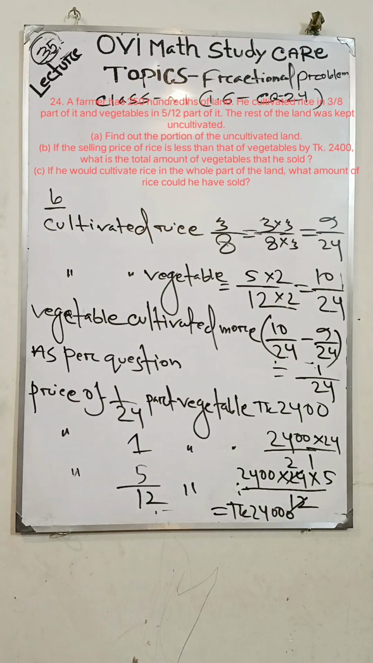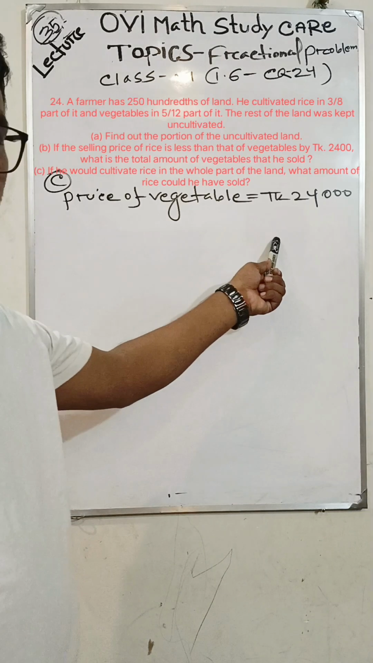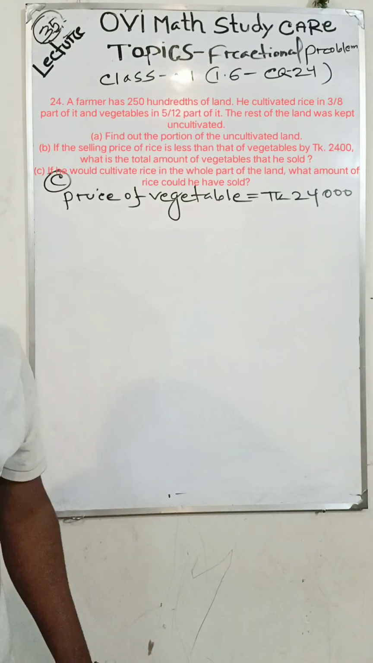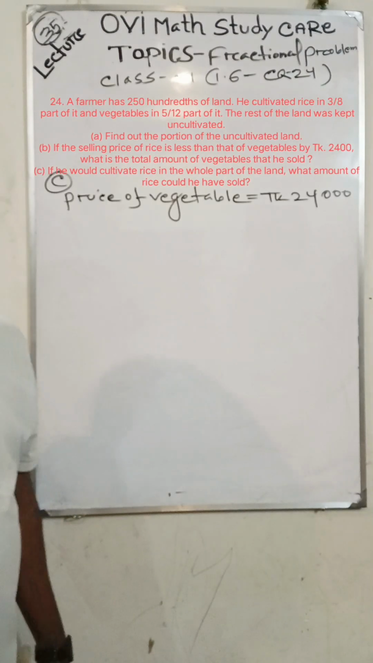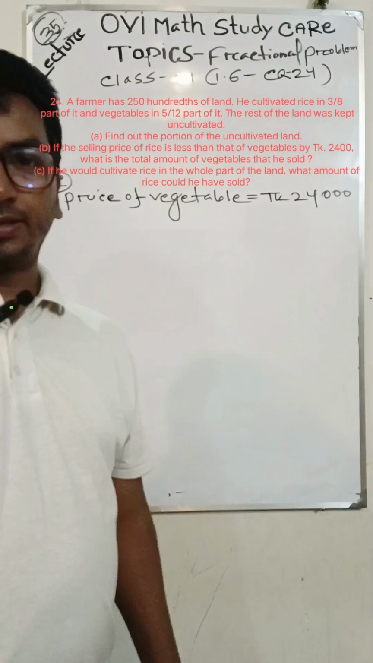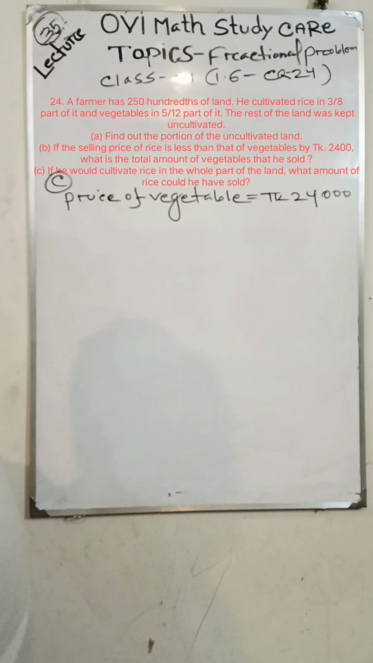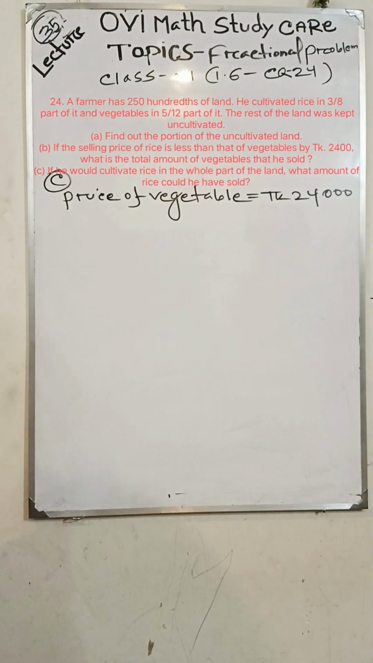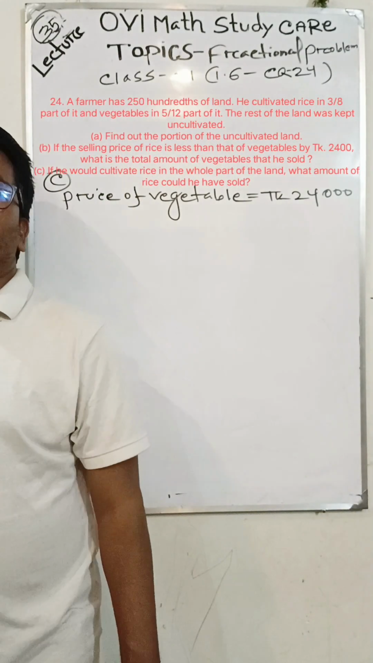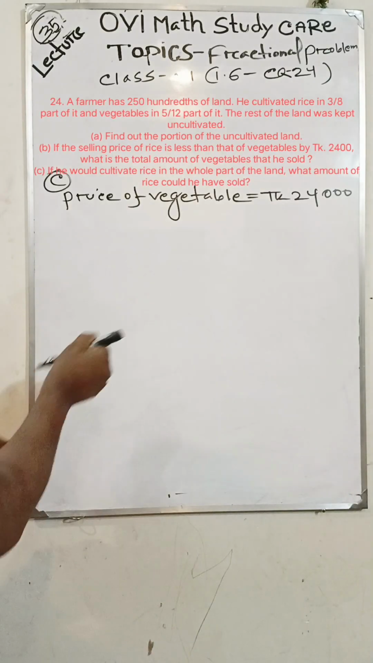Okay, our next question number C. Dear students, now we will solve question number C. Here it is given, if he cultivated rice on the whole part of the land, how much taka would he have sold? The price of vegetable is 24,000, but in the question it is given that vegetable has sold 2400 taka more.